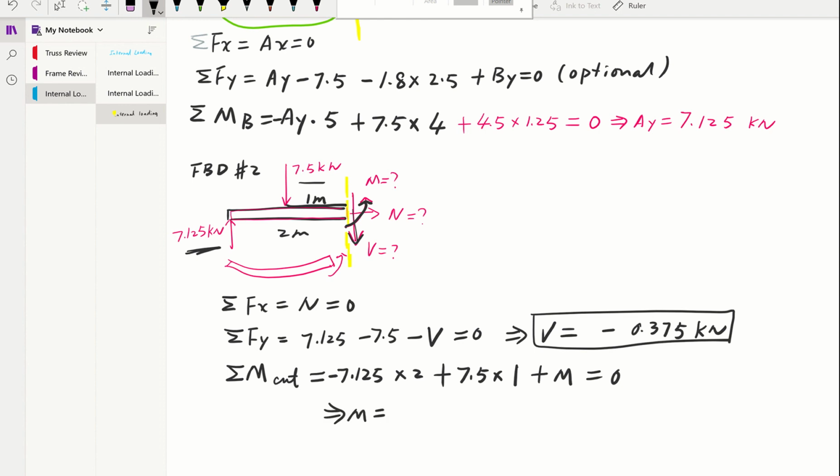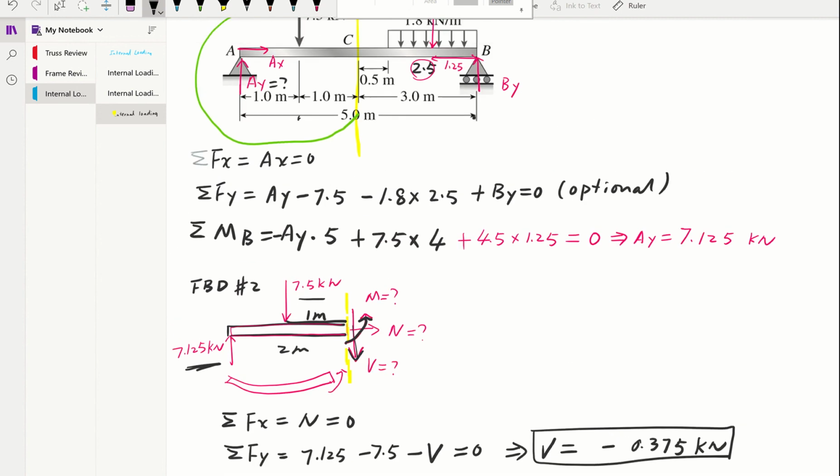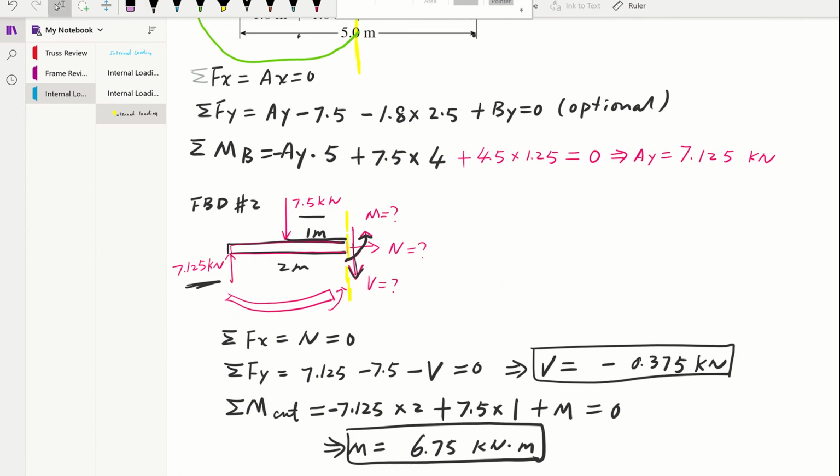So put into calculator. I have 6.75 kilonewton meter. So that's our bending moment at point C. So we solve everything. All right, so that will be end of the second example for internal loading. Hope you enjoy your day and see you next time.